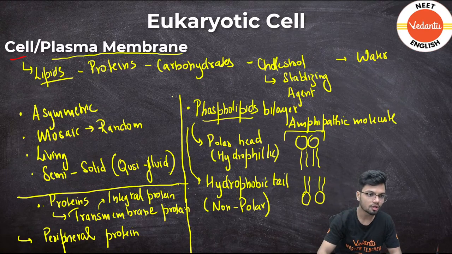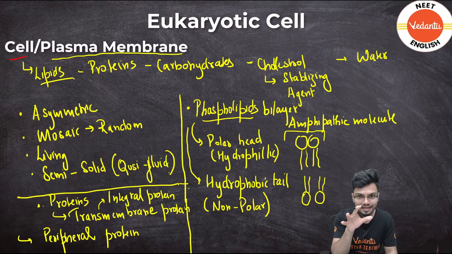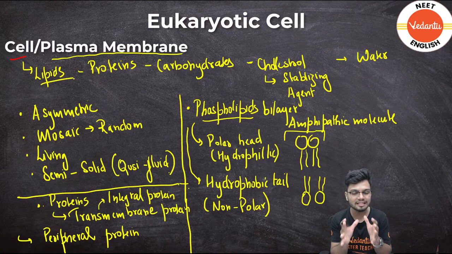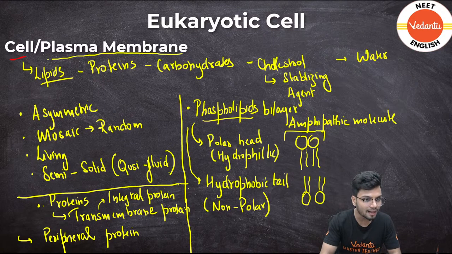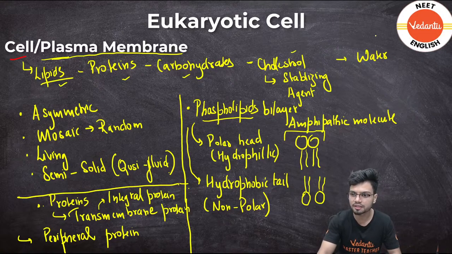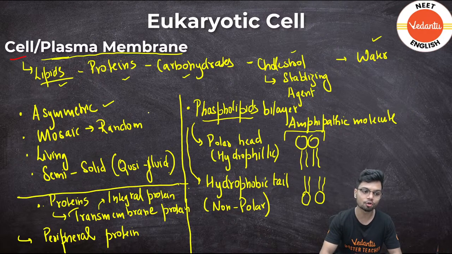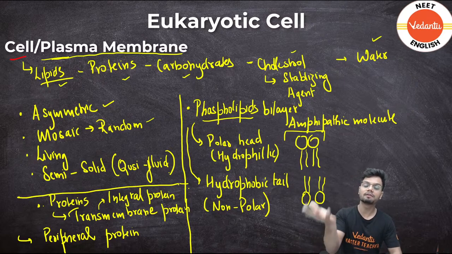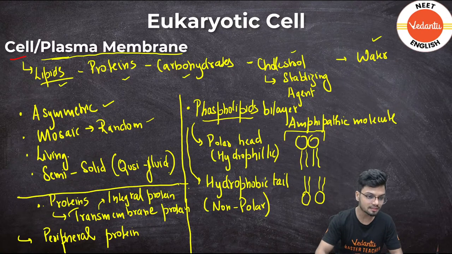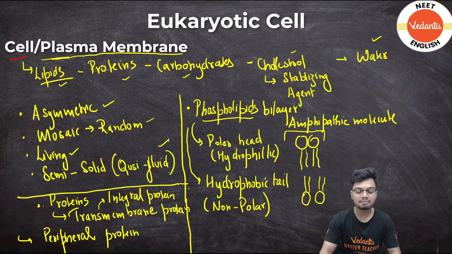Okay. So, before we understand the entire structure, I want all of you to understand the basic requirements. The plasma membrane is made up of lipids, proteins, carbohydrates, cholesterol, that is your stabilizing agent, as well as water. It is asymmetrical in nature, like the Indian roads. It is mosaic or random in nature. That is, suddenly a lipid will come, suddenly a protein will come. It is a living structure. It is semi-fluid or quasi-fluid in nature.